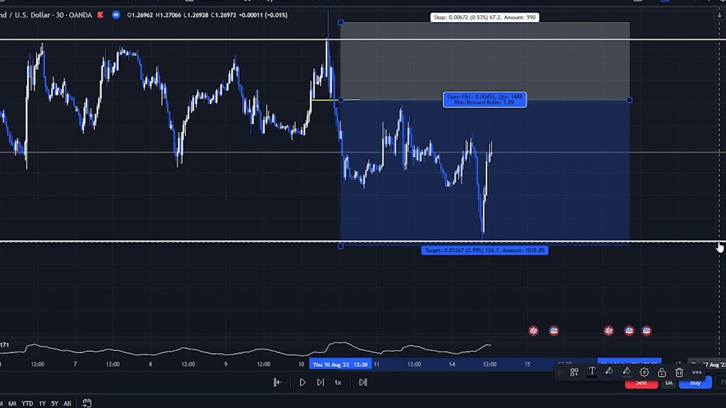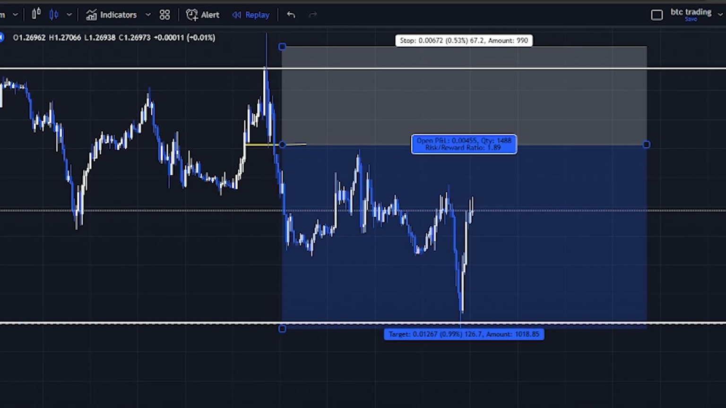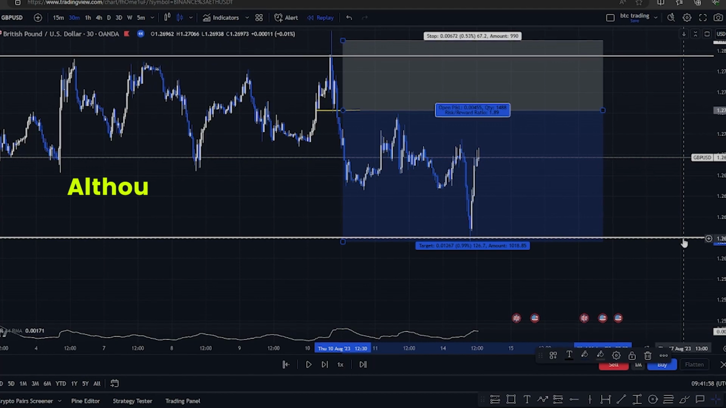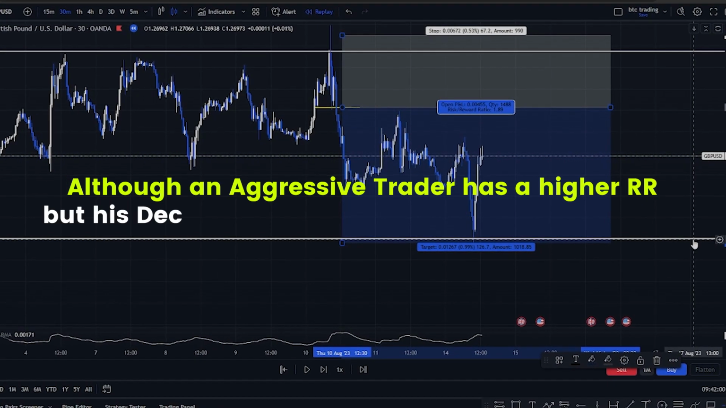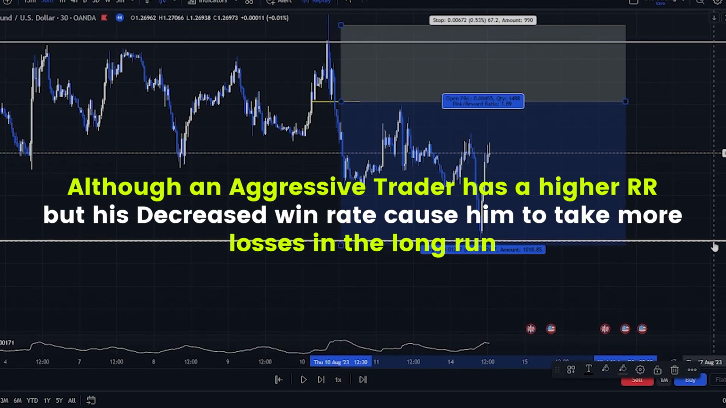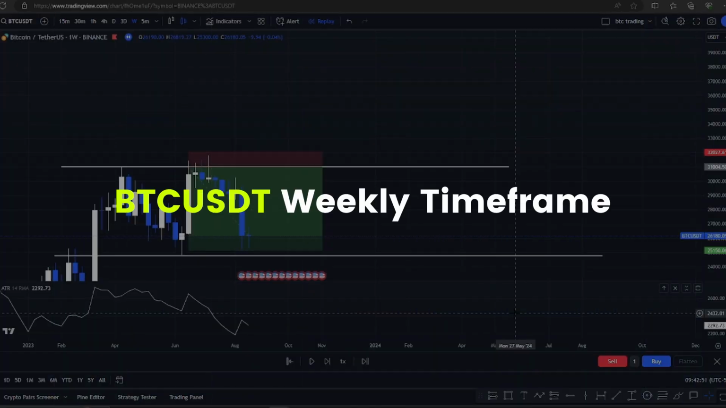Now an aggressive trader got a 4-hour trade and your argument will be they make more money, but that's not the case because the win rate of an aggressive trader is far less than the win rate of a confirmation trader. Now let's do the same for the BTC example.